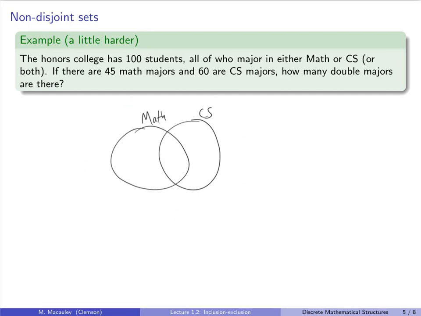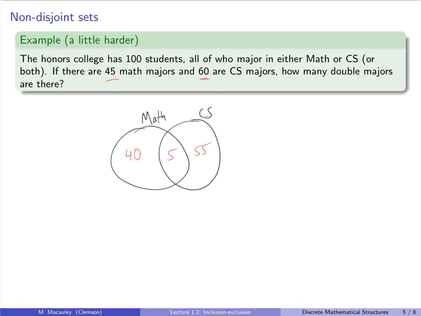So if there are 45 math majors and 60 CS majors, how many double majors are there? Well, we'll do what we did before, just add them up. We get 105, so we have double counted by 5, so we put the 5 there. And now we have 45 math majors. That means that 40 must be only math majors, and of the 60 CS majors, there must be 55 that are only CS majors.